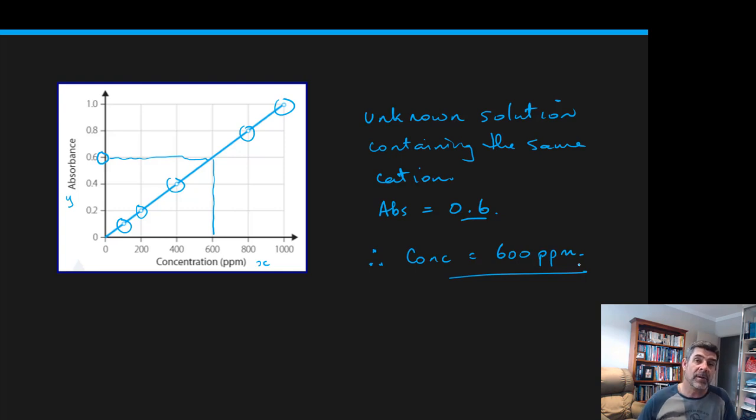So using a colorimeter requires you to set up a calibration curve first. You need a number of known solutions with known concentrations. You then need to measure the absorbance. You need to record those in your table, plot them on a graph, and then interpolate them from the graph. Now, this is an interpolation.